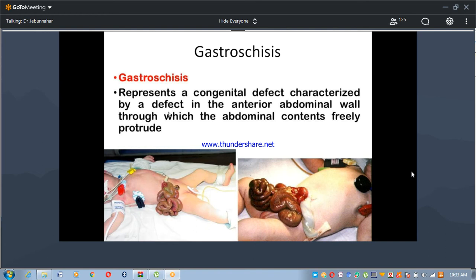So now, what is gastroschisis? It represents a congenital defect characterized by a defect in the anterior abdominal wall through which the abdominal contents freely protrude. This is gastroschisis.